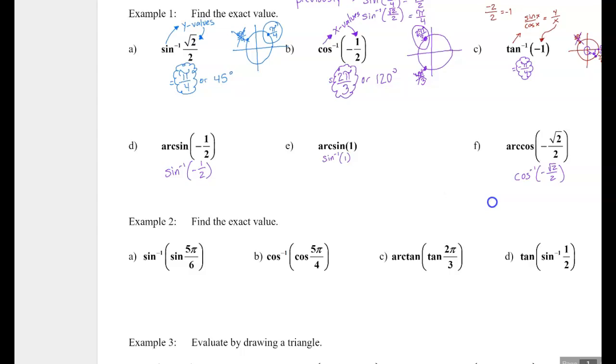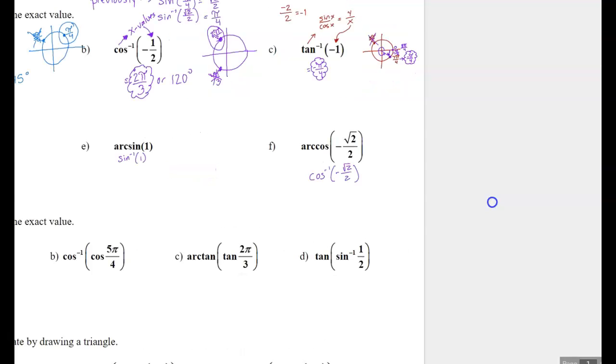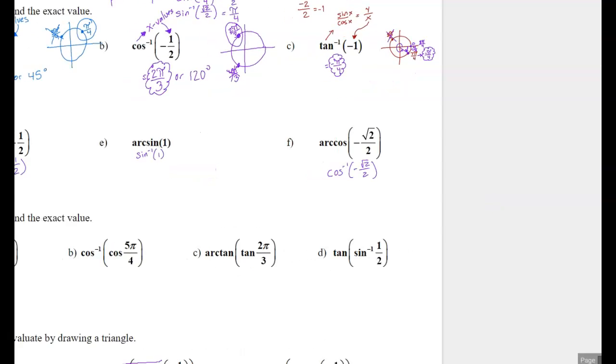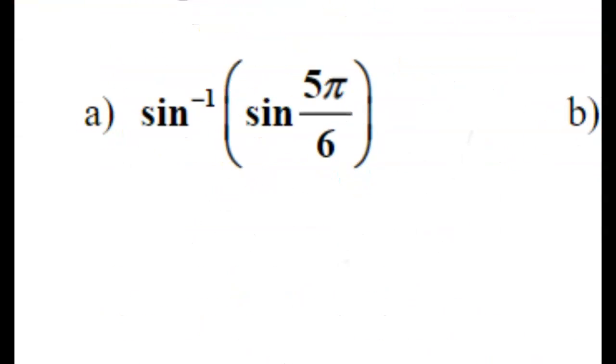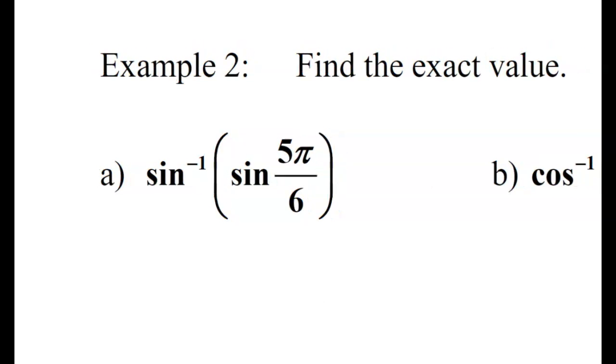All right, so now let's do the next section, which is adding on to what we just learned. Now here, this is actually a composition. It's a function inside of another function. Whenever we're dealing with a composition, a function inside of another function, you always work on the innermost parentheses first. So first we have to figure out what sine of 5 pi over 6 is equal to.